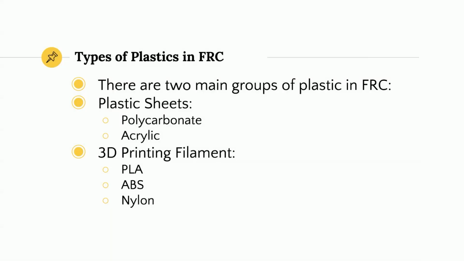The types of plastics in FRC. This time I decided to split them into groups. The first group we have is plastic sheets. The two sheets we have here are polycarbonate and acrylic. The next group is 3D printing filament. I split this up into PLA, ABS, and nylon. There's more than this, but these are the three I think are most important for robotics.